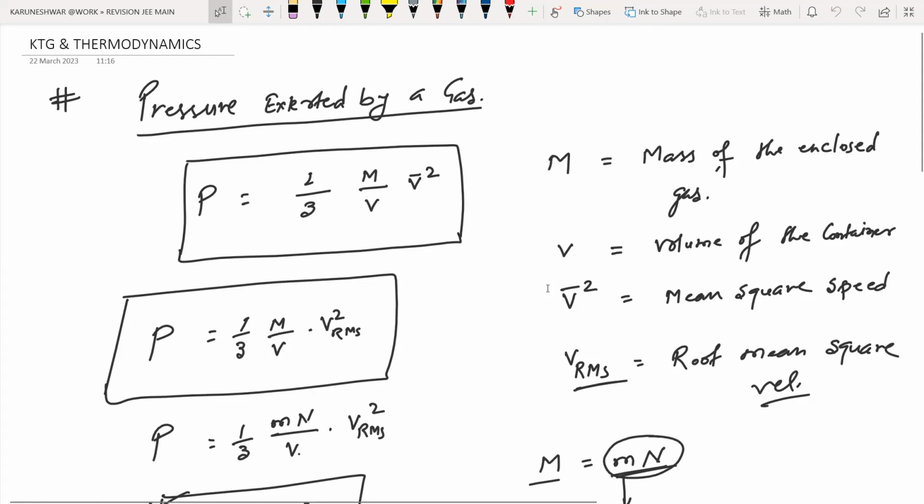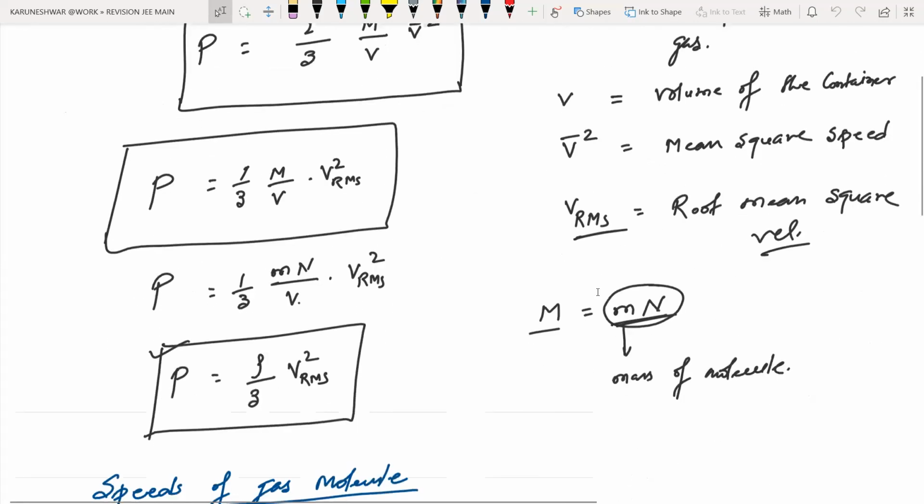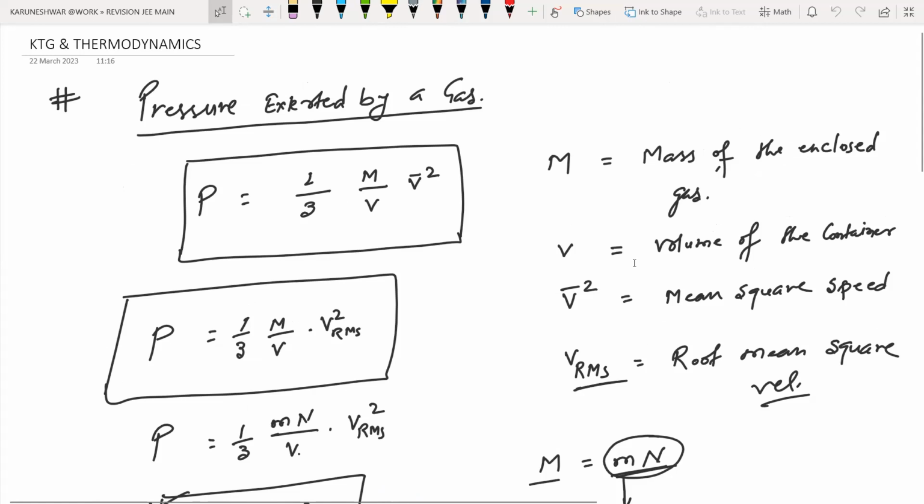It will save our time. Once we remember that, it will save the time so that we can go faster and get the maximum percentile over there. So let's have a look at the very first topic. It is pressure exerted by a gas.